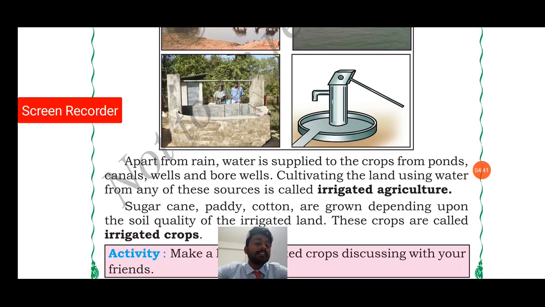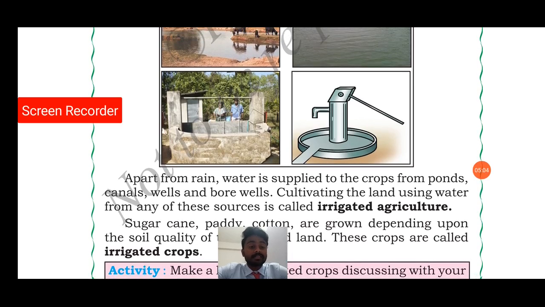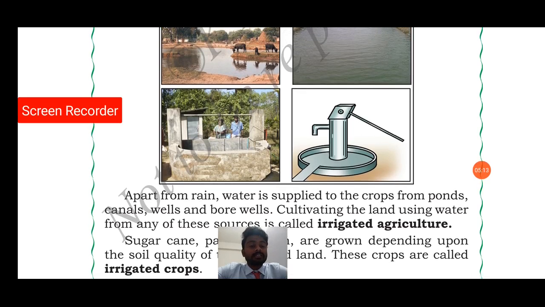See, students, apart from rainwater, water is supplied to the crops from ponds, canals, wells, and borewells. So agricultural farmers depend on well water, canal water, borewell water, and you can see river water also.